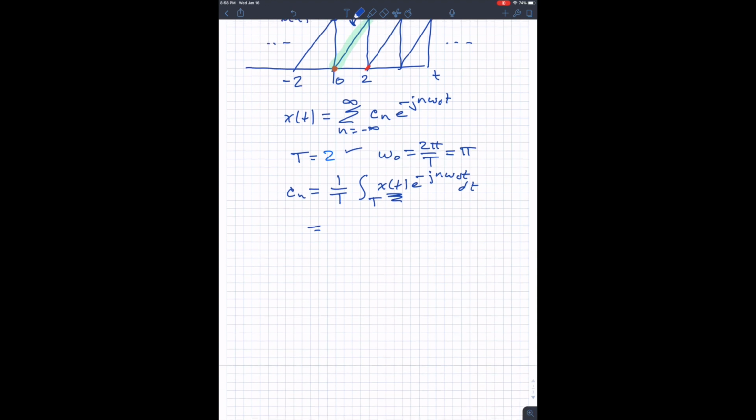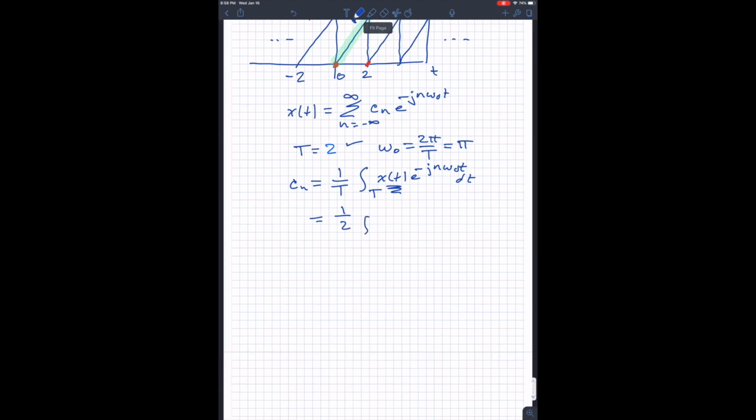Okay, so what we're looking at here is for c of n to be 1 over 2, integral over any period, so let's do 0 to 2 of t e to the minus j n omega naught, but omega naught is pi, t dt. Okay, so that's the Fourier series coefficients, exponential form.